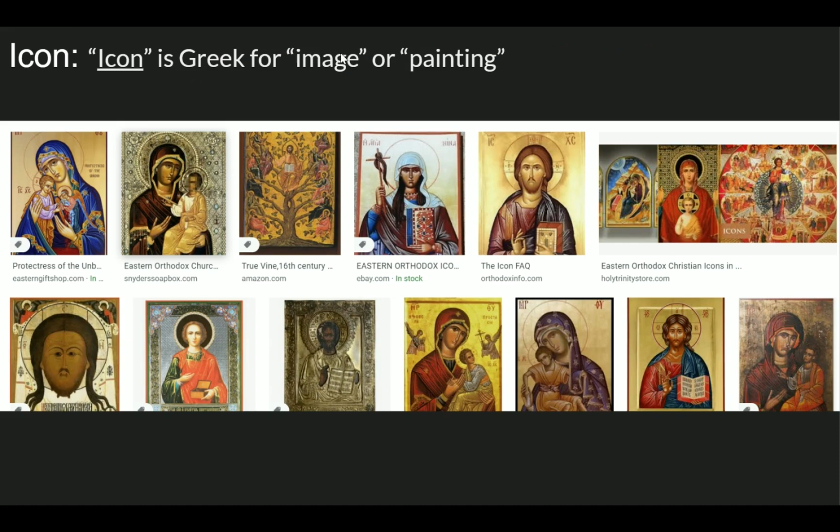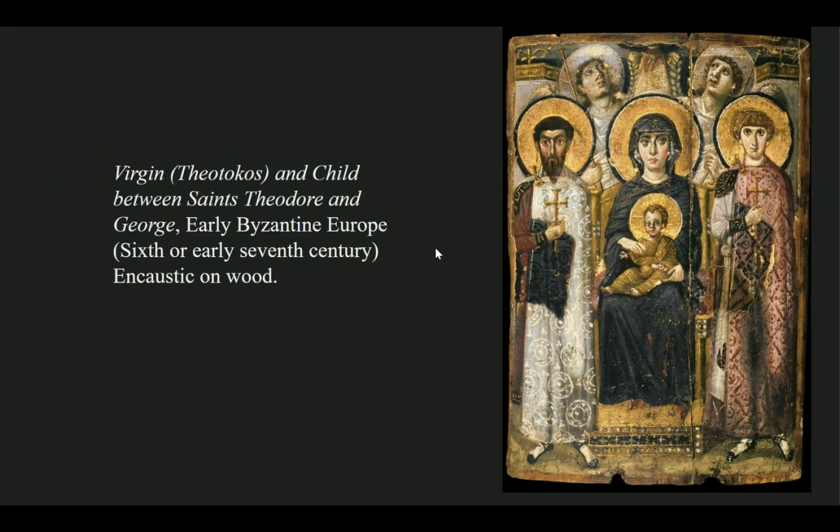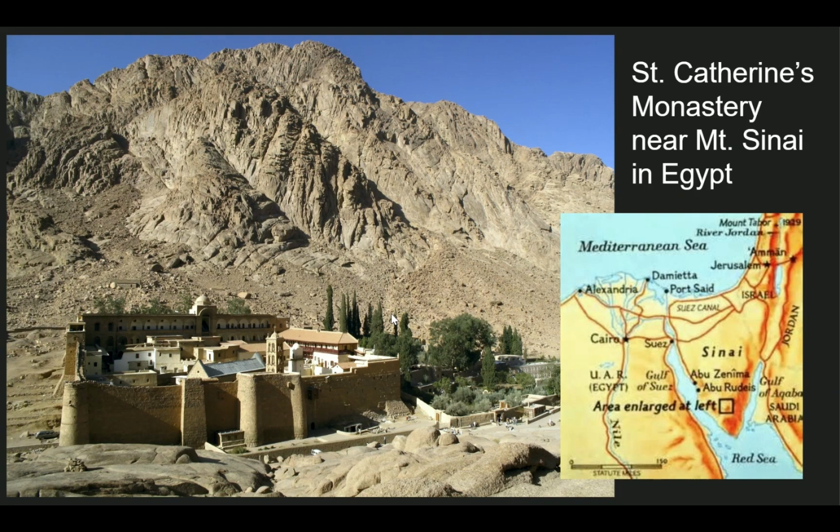Now, icon is the Greek word for image or painting. In medieval times, these were denoted as religious images, mostly on wood panels, for prayer and devout practice. Now they're more associated with the Orthodox Church. We'll talk about the split later. So here we have the Virgin as Theotokos with child between Saints Theodore and George, and two angels behind them. Now this is important because it's one of the very few icons that have lasted from this era. And they lasted because of where they were geographically.